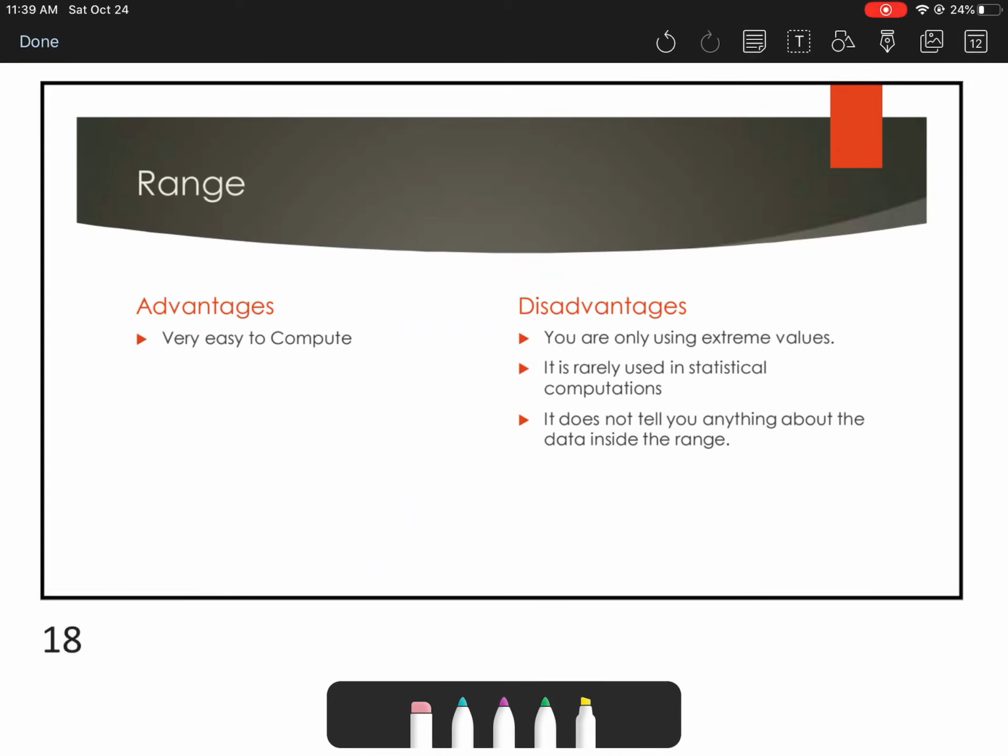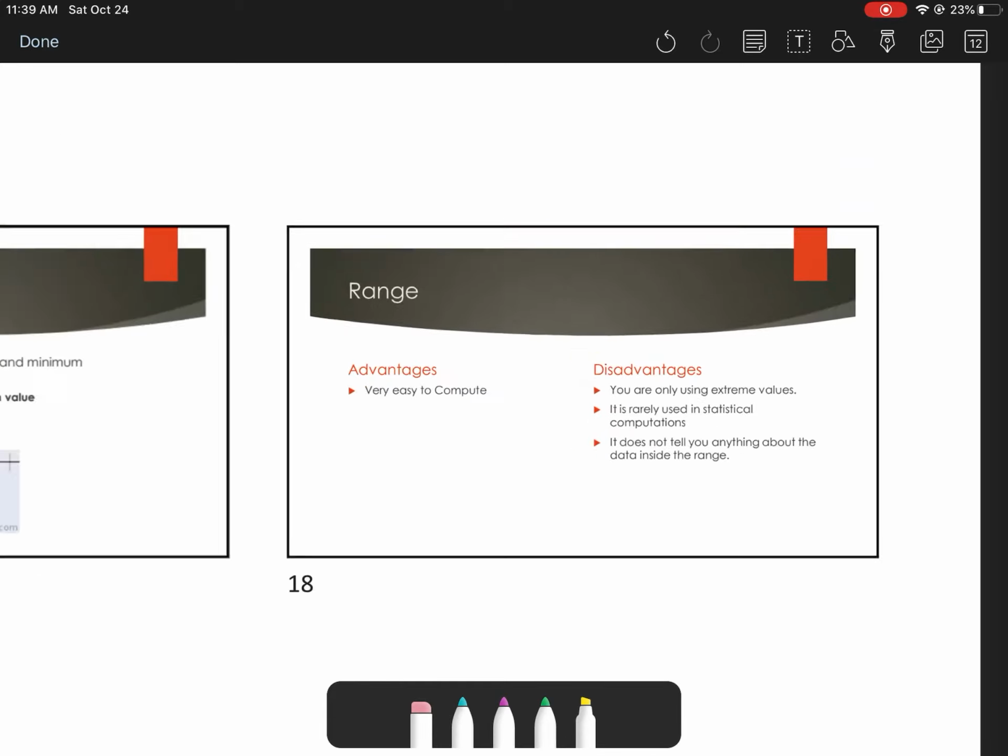Some advantages and disadvantages of range. Advantages, it is very easy to compute, especially with Excel. Disadvantages, you're only using extreme values. It is rarely used in statistical computations, and it does not tell you anything about the data inside the range.